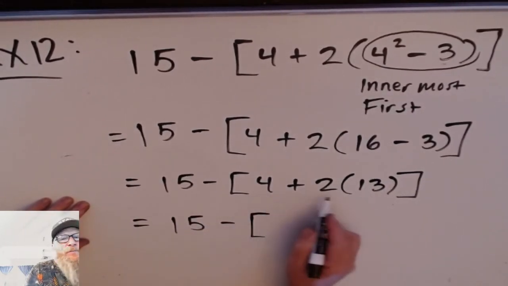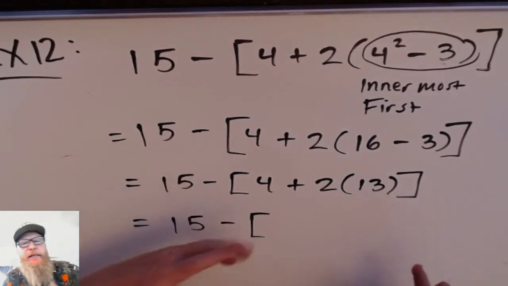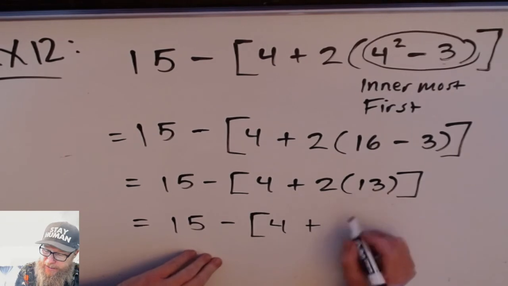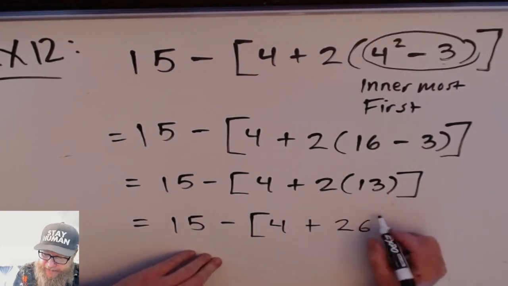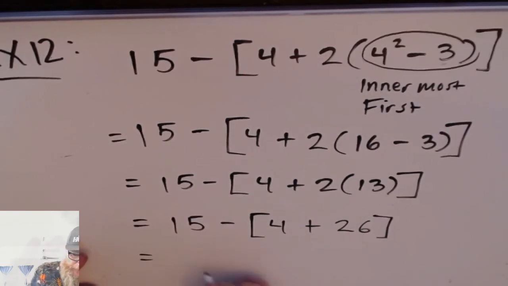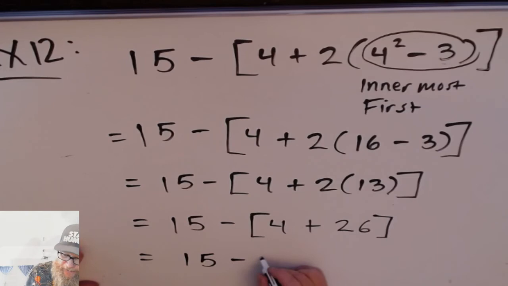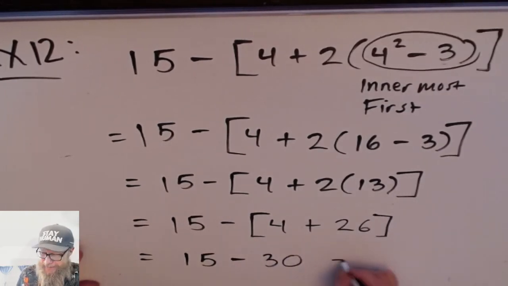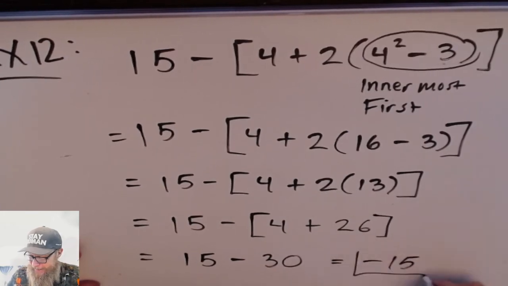Now be careful. Sometimes people will take the bait. I call that bait, 4 plus 2. But just hold off. Don't do it yet. 2 times 13 is 26. 15 minus 30. It's actually a negative 15.